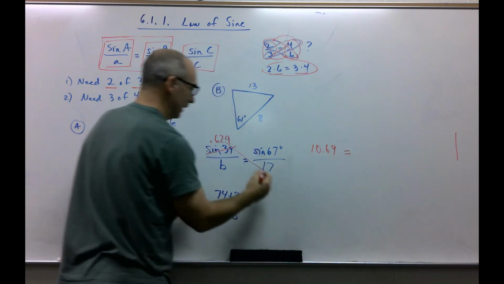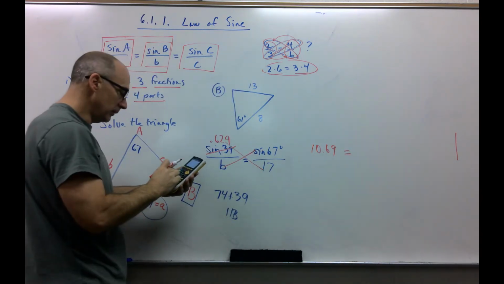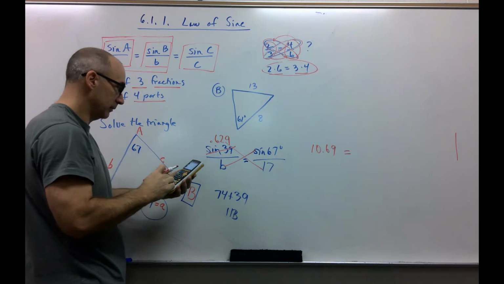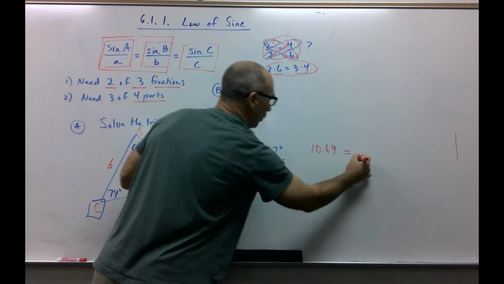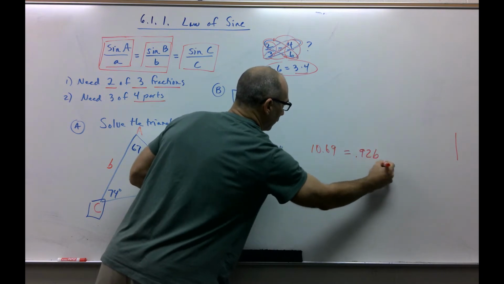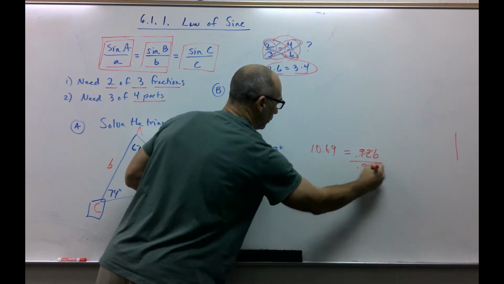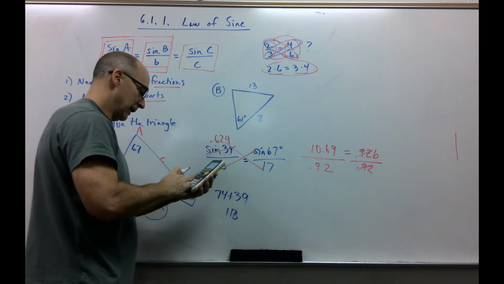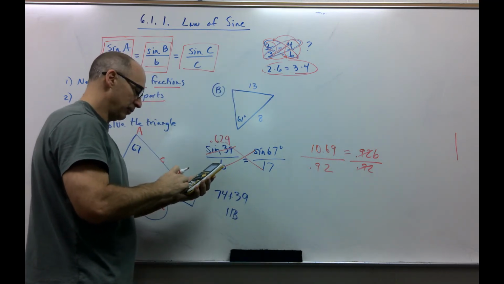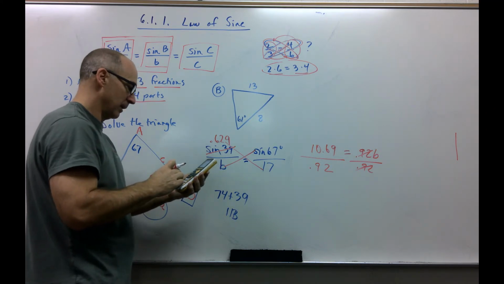Equals, and now look what we have here. Sine of 67 times b is 0.920. So 0.92b. So we're going to divide by 0.92, divide by 0.92. So 10.69 divided by 0.92, enter. 11.6.